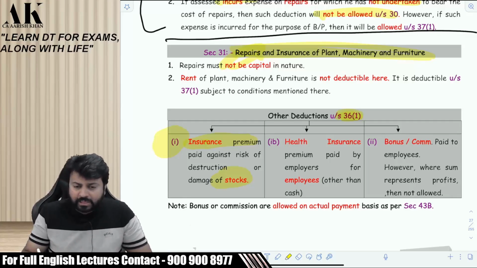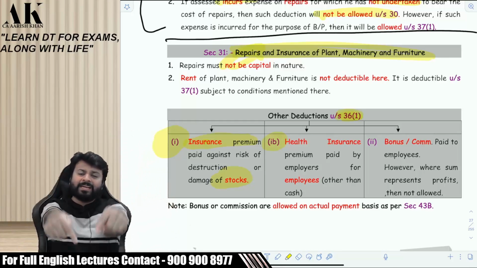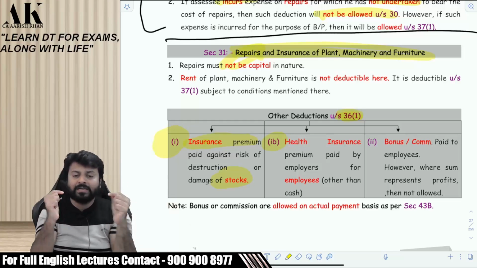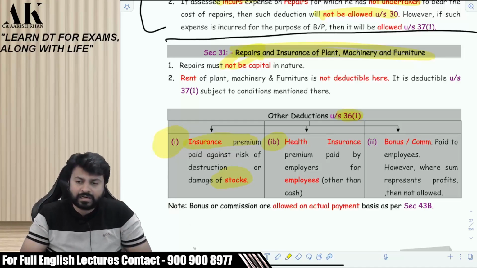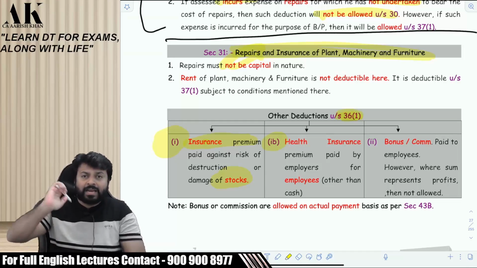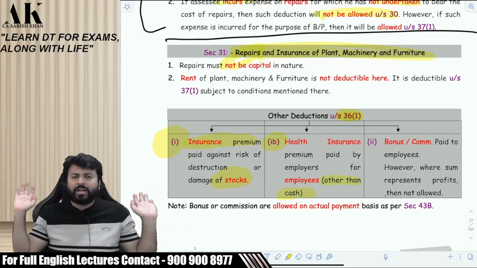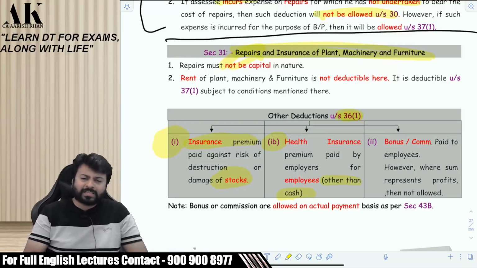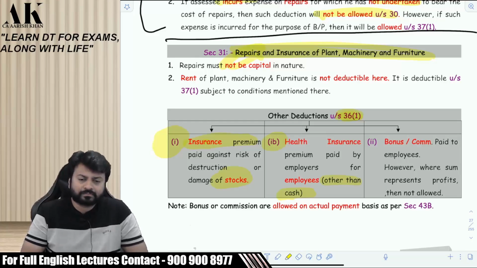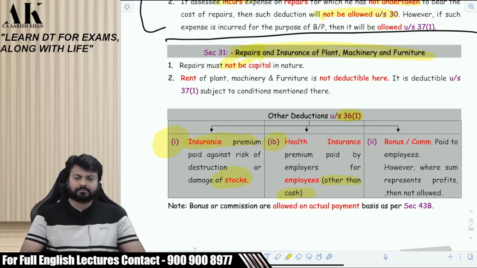Next one, 36 subsection 1 clause 1b. Sir, what is this? Listen carefully. If an employer is paying insurance premium for health of the employees, I am employer, you all are my employees, I am paying premium for you all, for your health. Are you able to understand? Then it is allowed as a deduction to the employer, but just one condition is there underlined. It has to be other than cash. Cash payment is not allowed, absolutely not allowed here. Even 1000 rupees should not be paid in cash. Otherwise, up to 10,000 it is allowed generally. Right or not? But here even 1000 rupees cash is absolutely not allowed. Clear?